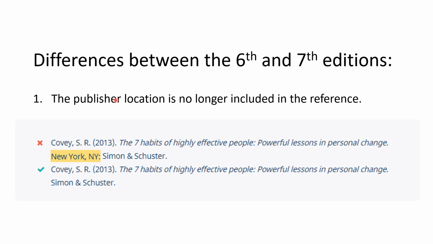And now we move on to the comparison between the 6th and the 7th editions. I will now be presenting to you the differences between the two. First apparent difference is that in the 6th edition, the location of the publisher is still included. In this example, this publisher is located in New York. So in using the 6th edition of APA, the location of the publisher has to be indicated. But in the 7th edition, this particular detail is omitted. So it's no longer included in the reference entry.